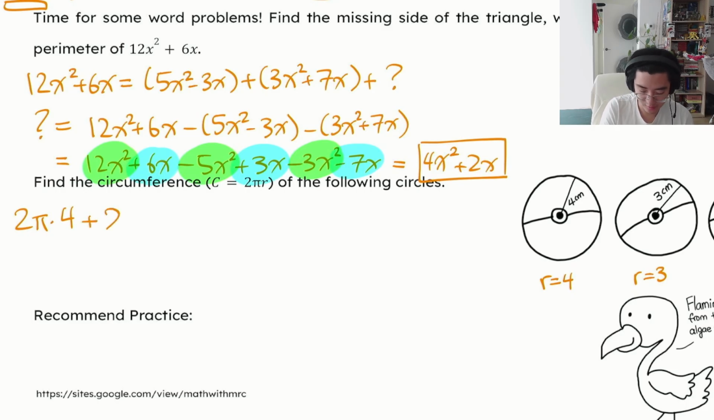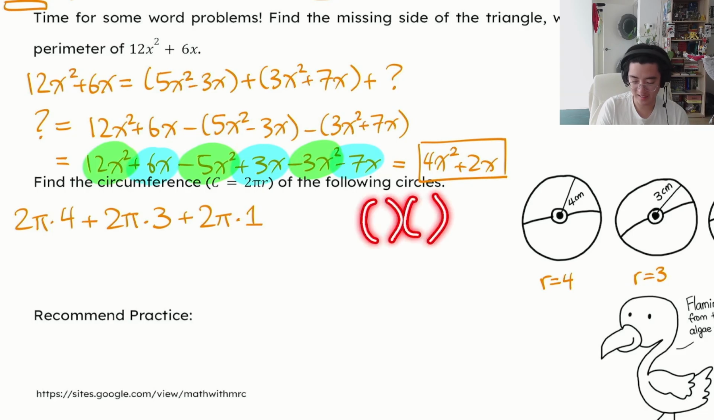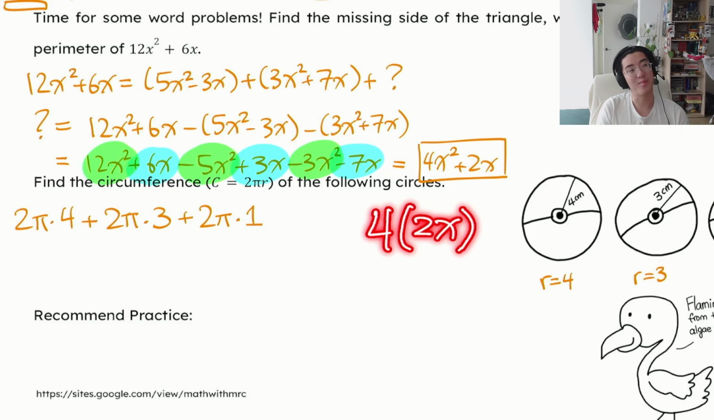Next circle, 2 pi times the radius of 3. And the next circle, 2 pi times the radius of 1. As a reminder, the dot just means to multiply. Again, if you see an operation that you don't really know, chances are it just means to multiply. We have an x to multiply, a dot to multiply, which is literally 2 brackets, like 4 and then a bracket 2x. If you don't see an operation, it's multiply.